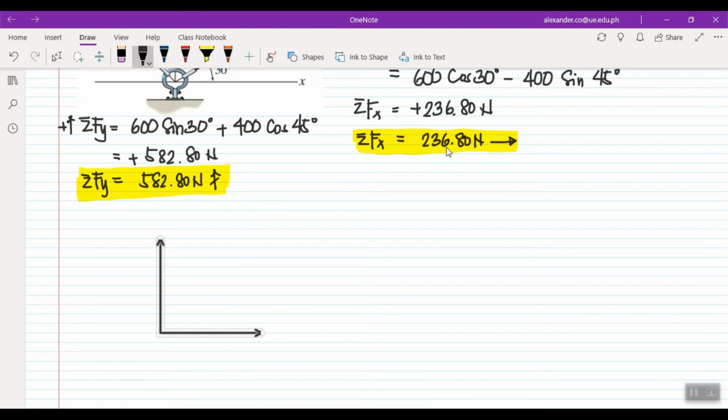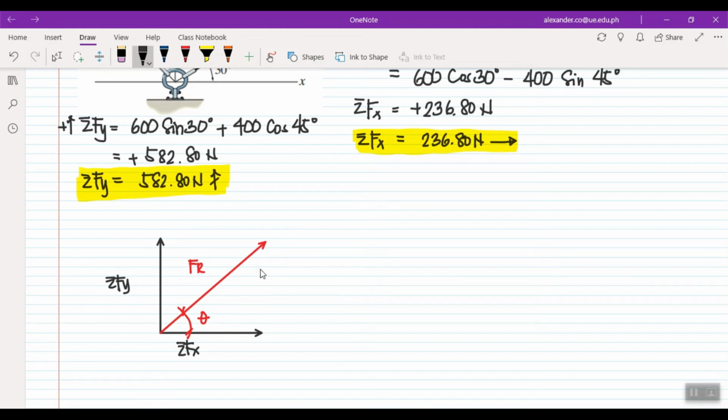So, 236.8. So, ito yung F of x na 236.8. Ito yung F of y, positive na 582.8. Ito, tapos, kunin ko 'to. So, ito yung kanyang resultant. So, 'yun yung parang rectangular representation, di ba? So, ito yung F of r. Tapos, mamaya kasi tatanungin din, ano yung direction. Okay? So, ano yung F of r?